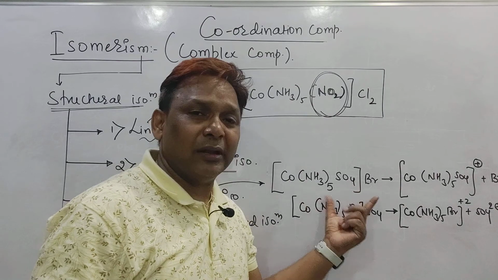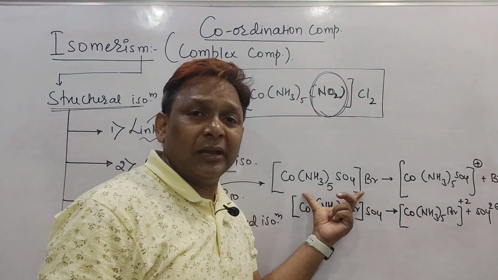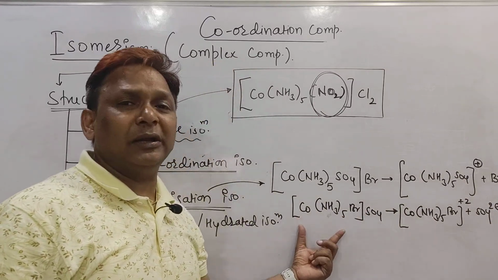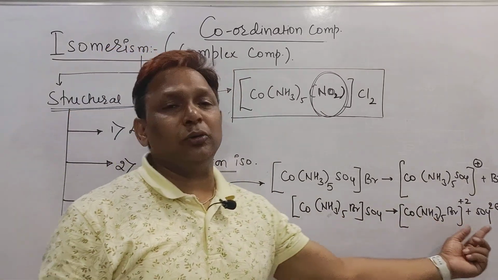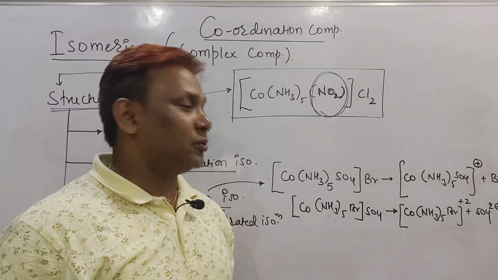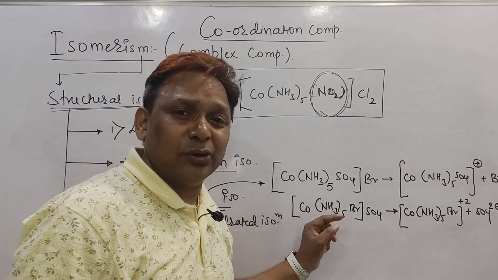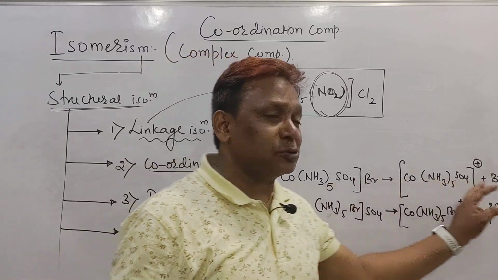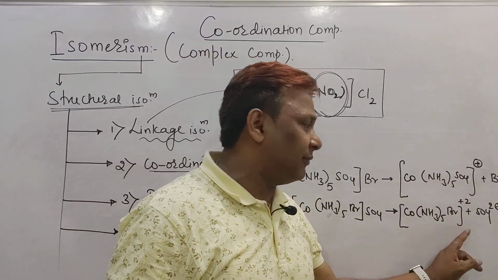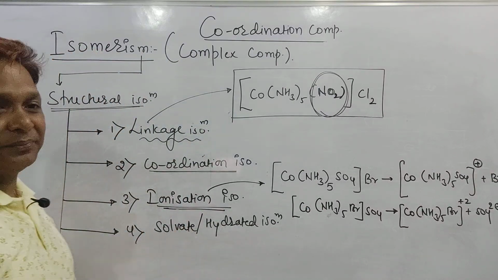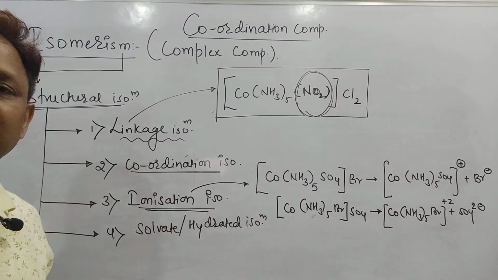But in this case, when one dissolves in an aqueous medium, I get the bromide ion, and when the other dissolves in an aqueous medium, I get the sulfate ion. So both have the same molecular formula, but after dissolving in the aqueous medium, one gives bromide ion and the other gives sulfate ion. Hence they both show ionization isomerism. Is it clear?